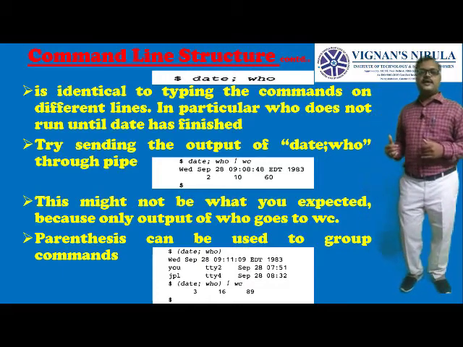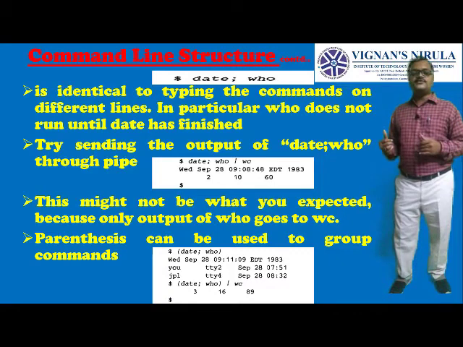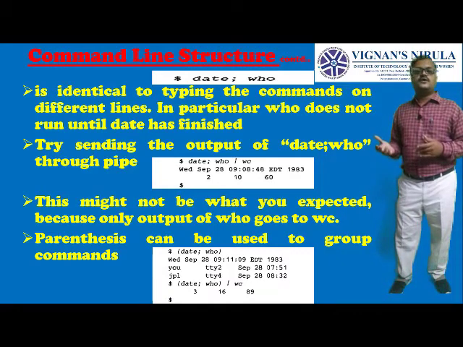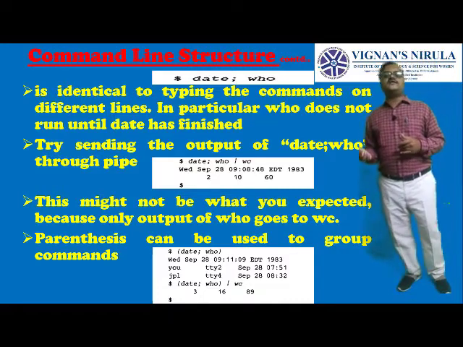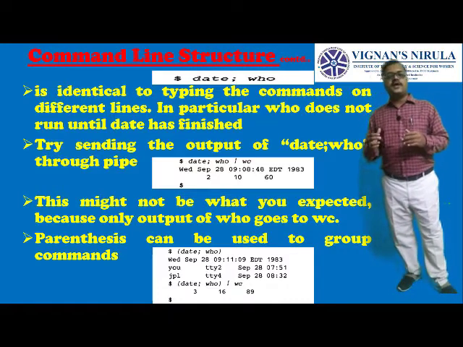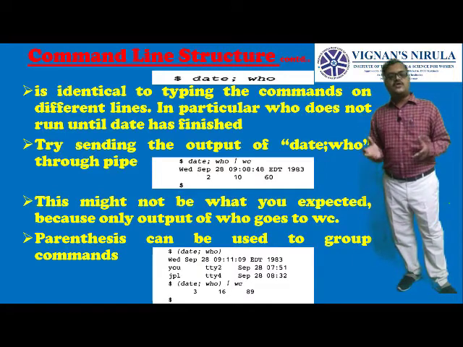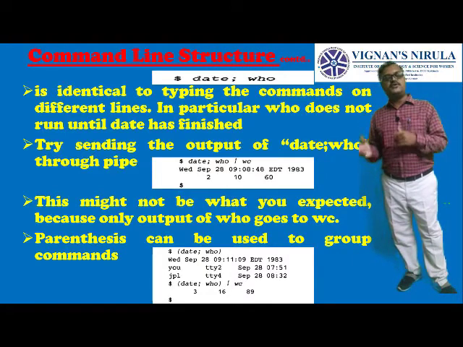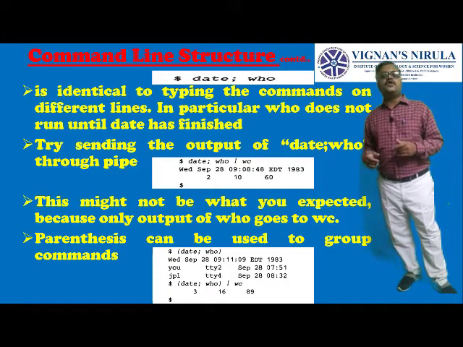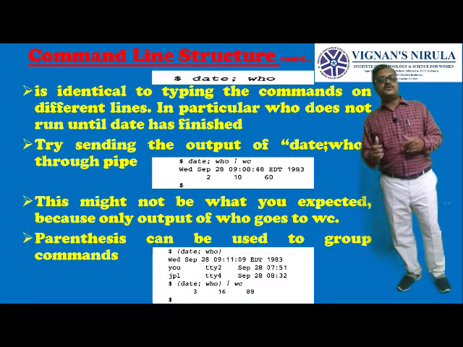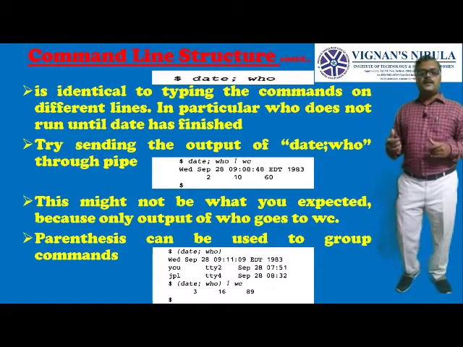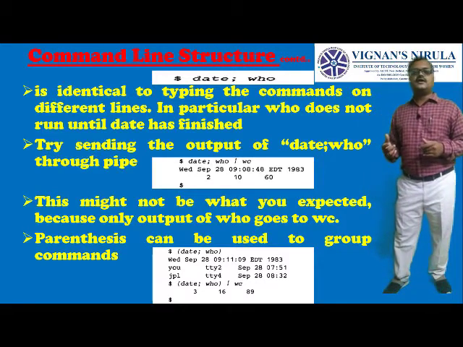This is what happens in the normal way, because the precedence of pipe is greater than the semicolon. So in order to make the semicolon priority higher when compared to the pipe, date semicolon who is enclosed in parentheses and given to wc. It will give the output in number of lines, number of words and number of characters. So this is how the syntax for more than one command will exist.